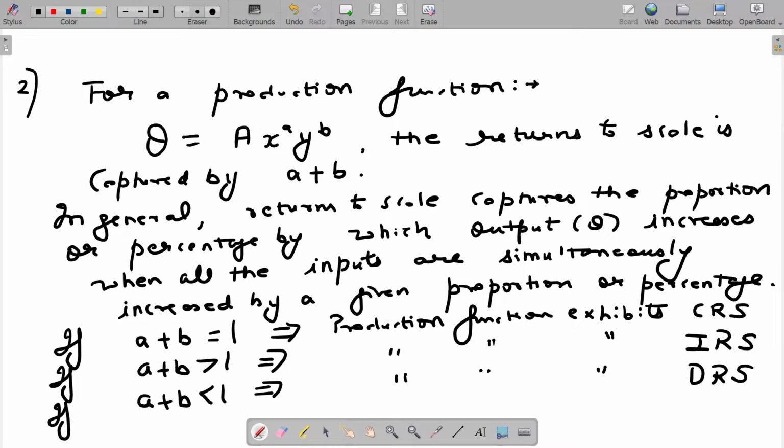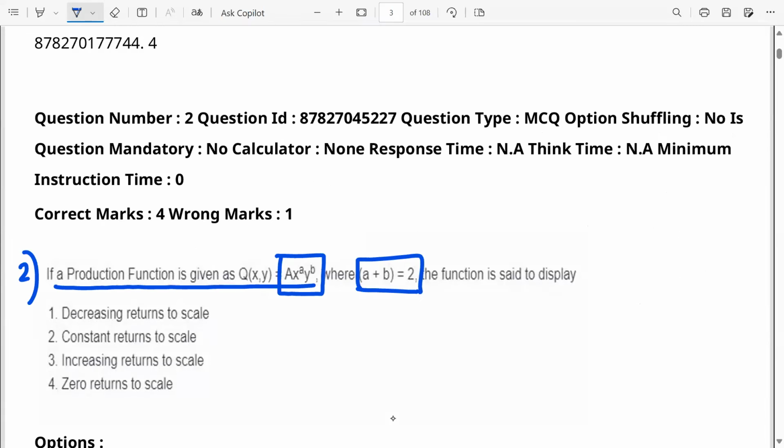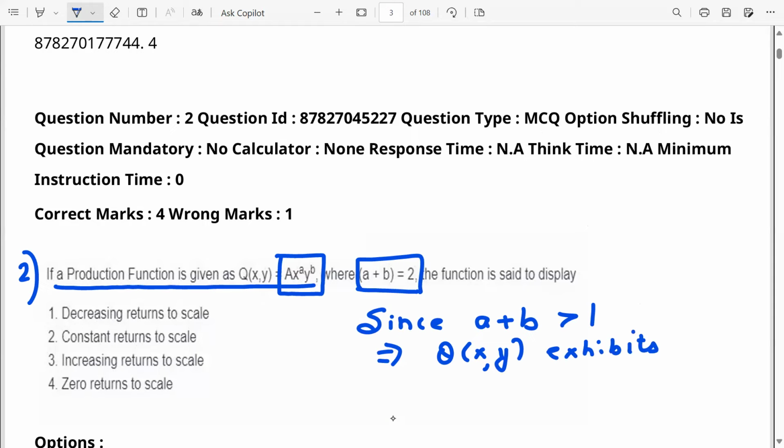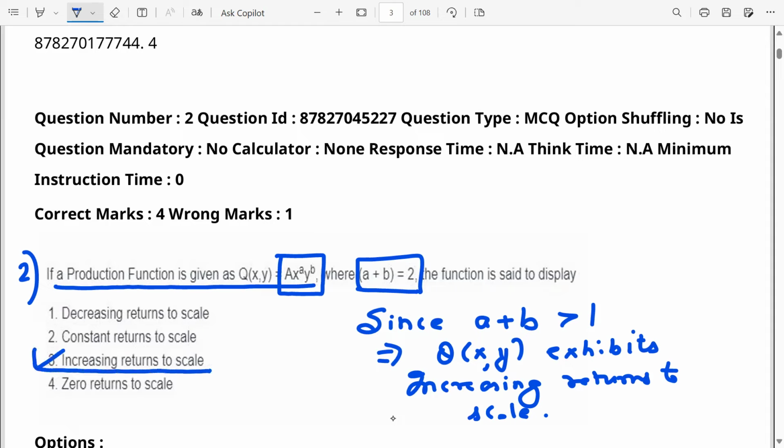Okay, so in the numerical, we were given that A plus B is equal to 2. If I come back to the question paper, we were given that A plus B is 2. I can say that since A plus B is more than 1, my production function Q of xy exhibits increasing returns to scale. It means if I increase X and Y by the same proportion, output will increase by more than that. Hypothetically, suppose I double X and double Y, output will more than double. So my answer is increasing returns to scale. This is my answer for this particular question.